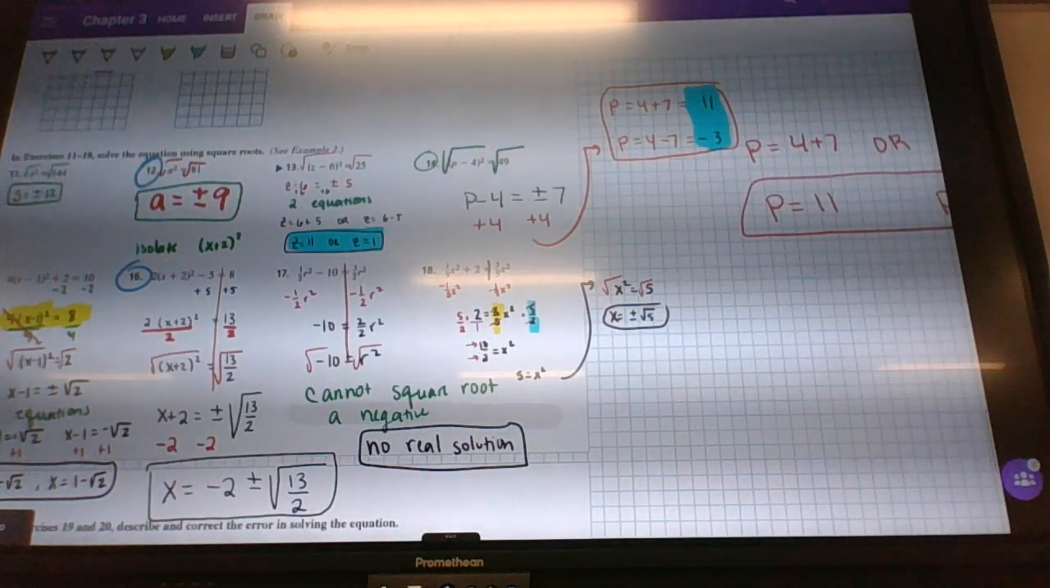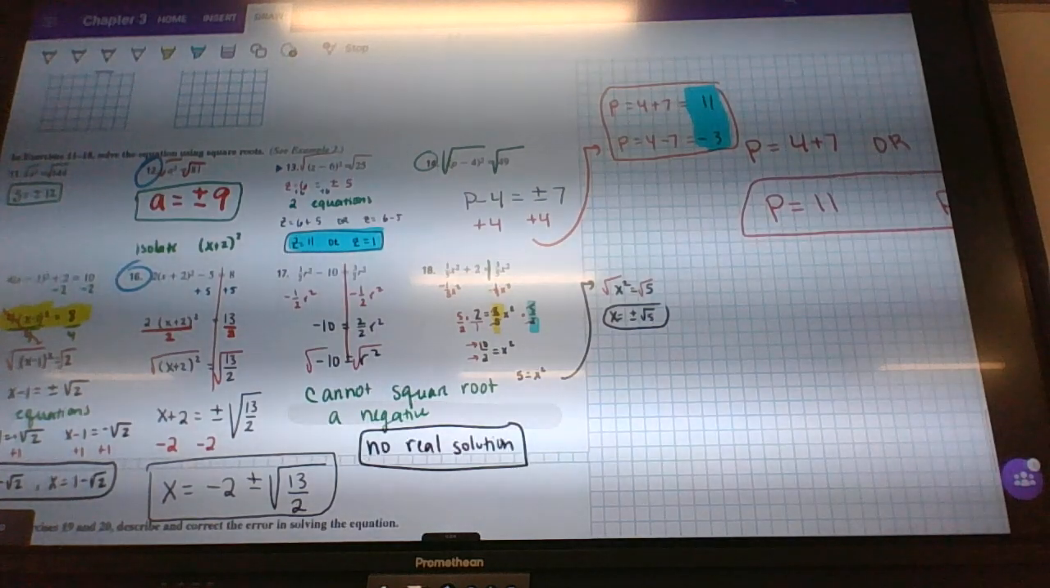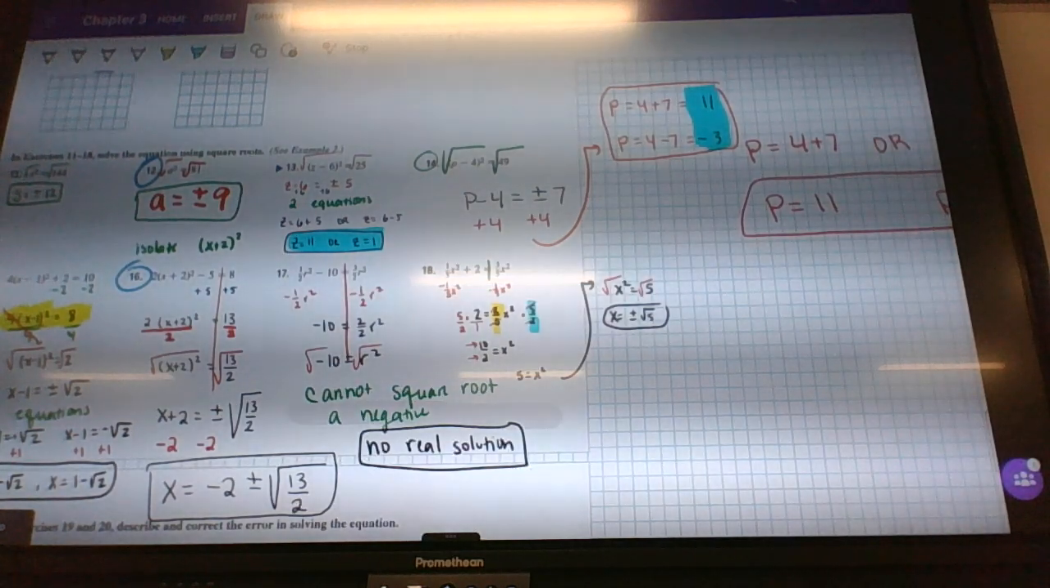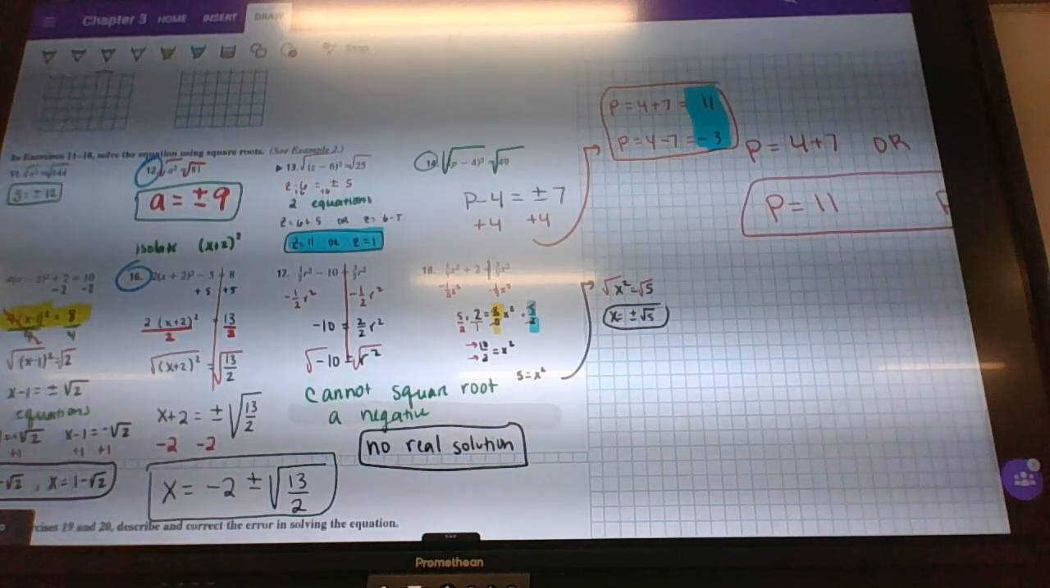Alright, three problems for you to give this a go, and then we're going to move on to the topic. It's not really new. It's a different way of doing the same thing.